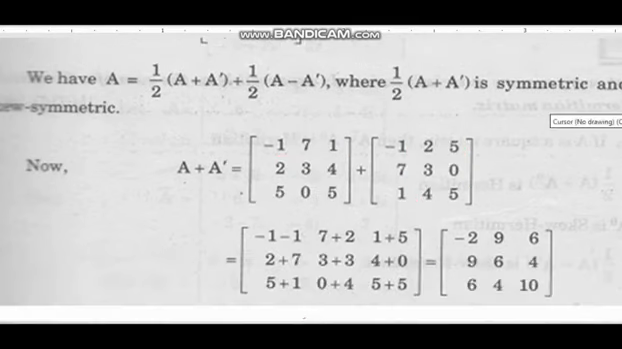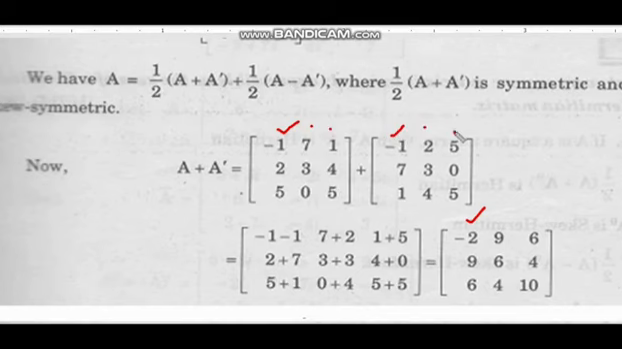For the transpose, you have to write the row wise elements into column wise. So I have interchanged and written in the column wise. After finding A transpose, you have to add A plus A transpose. So minus 1, minus 1. When you have 2 minus signs, you have to add and put a negative sign. Therefore minus 2. When you add 7, 2, you get 9.